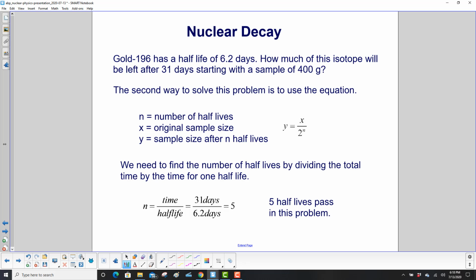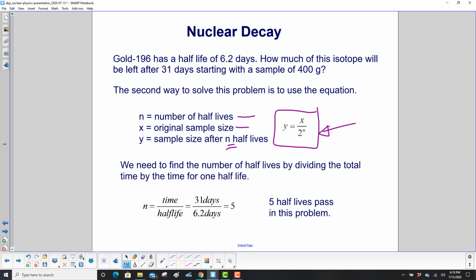And here's the algebraic way, where y is equal to x over 2 to the n. N is the number of half-lives, x is your original sample size, and y is your sample size after n half-lives. Now where this really helps, where the table doesn't do such a good job: what if you don't have 5 half-lives? What if you have 5.3 or 6.8? Then the table method won't work, but this will work.